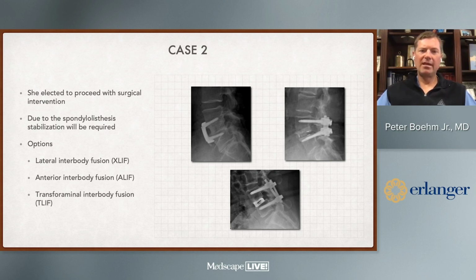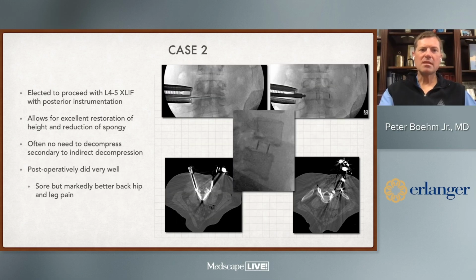Given the location of the L4 disc space, the lateral approach with posterior stabilization is what we elected to proceed with. This allowed for excellent restoration of height and reduction of the spondy. That should be spondy, not spongy. And these are the images intraoperatively.